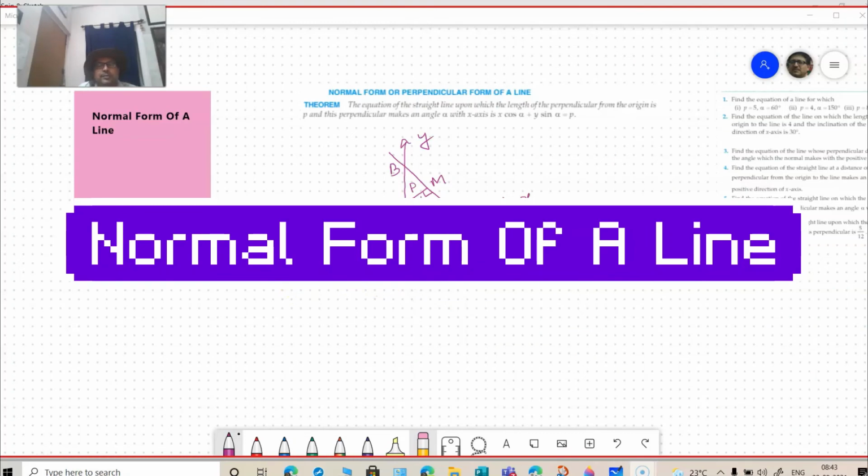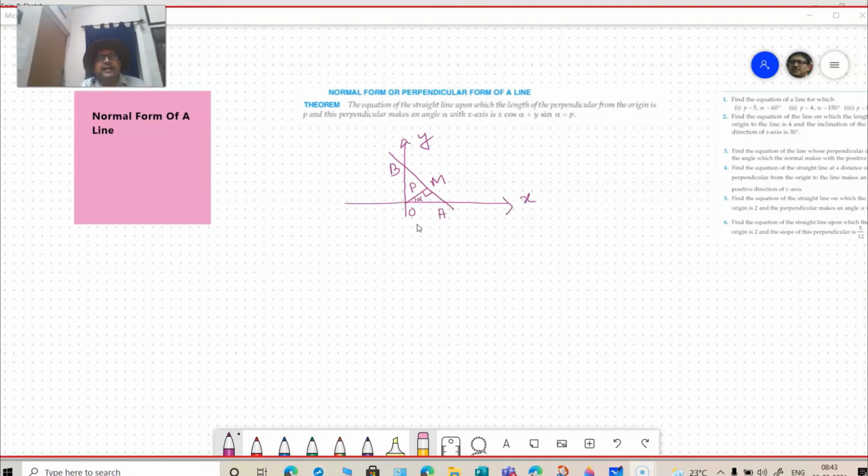What will be the equation of the line whose perpendicular distance from origin is equal to P and the perpendicular makes an angle alpha? This form we can derive with the help of the intercept form of a line. If this one is P, this one alpha, and we assume the line meets the axes at (a, 0) and (0, b), then you can relate P, A and alpha. This length is A, you all can see, and this is P. So in the diagram, P by A is going to be cos alpha.